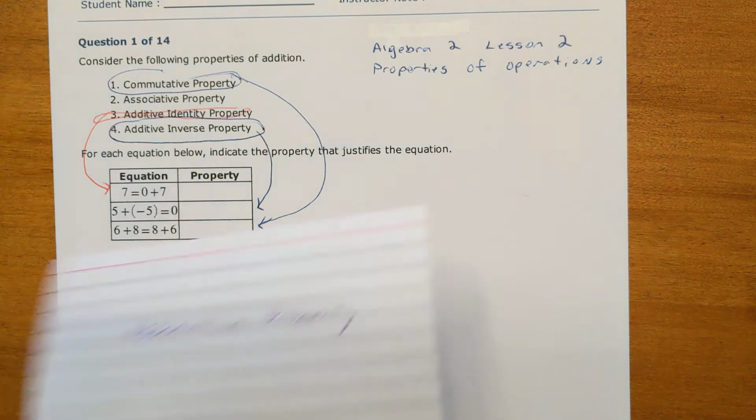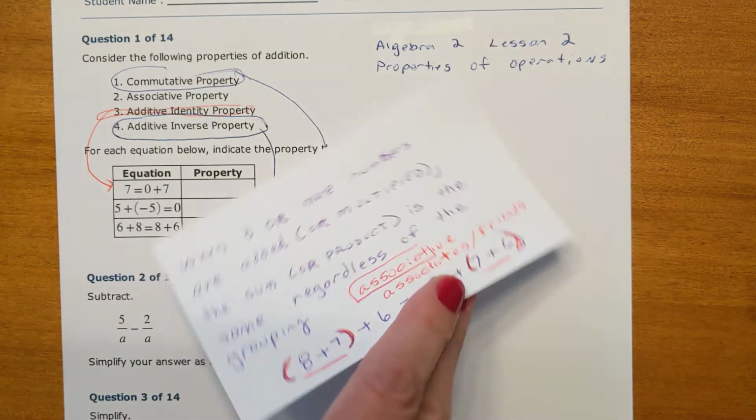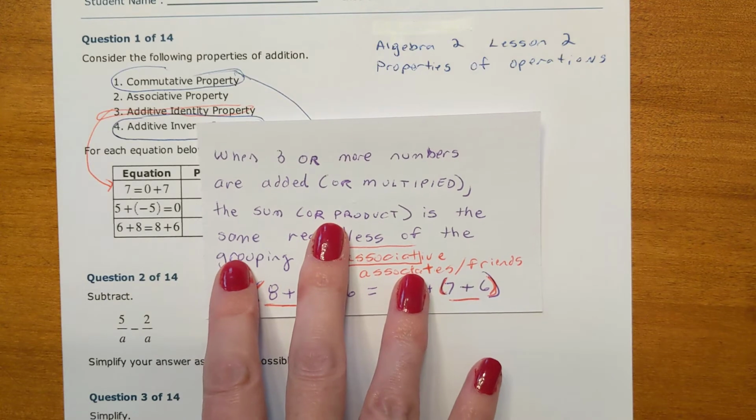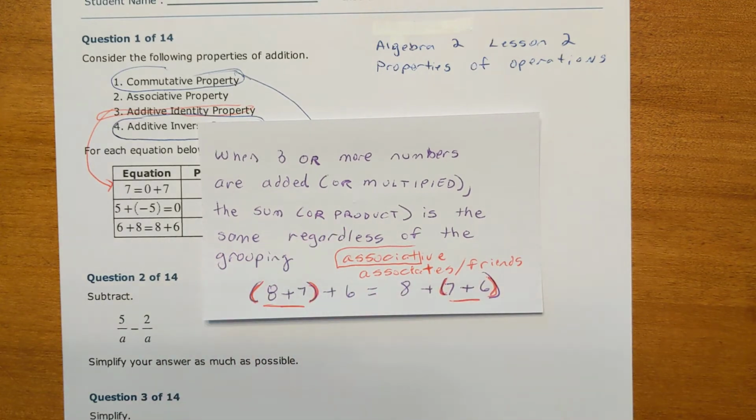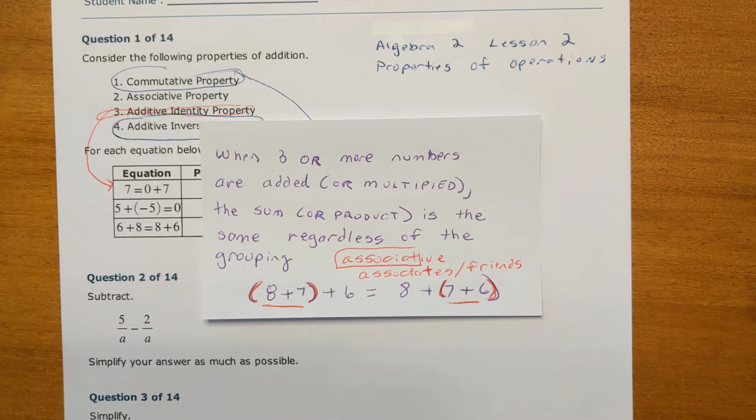And last one, associative property. The associative property is when three or more numbers are added or multiplied, the sum or product is the same regardless of the grouping. So they associate. So like you have associates at school, your friends are your associates who you hang out with. You'll see it in a criminal show. They'll ask who their known associates are or who they associate with.